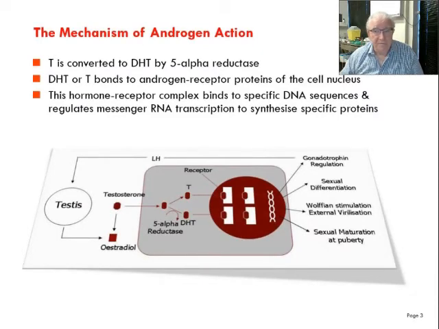The mechanism of androgen action in target tissues is well understood. Testosterone enters the target cell, is converted by an enzyme called 5-alpha reductase to dihydrotestosterone, or DHT, and it's DHT and testosterone that bind to androgen receptor proteins within the cell nucleus, and these hormone receptor complexes bind to specific DNA sequences and regulate messenger mRNA transcription and synthesis of the specific proteins required for sexual differentiation, the induction of puberty, and the development of the external features of the male phenotype.